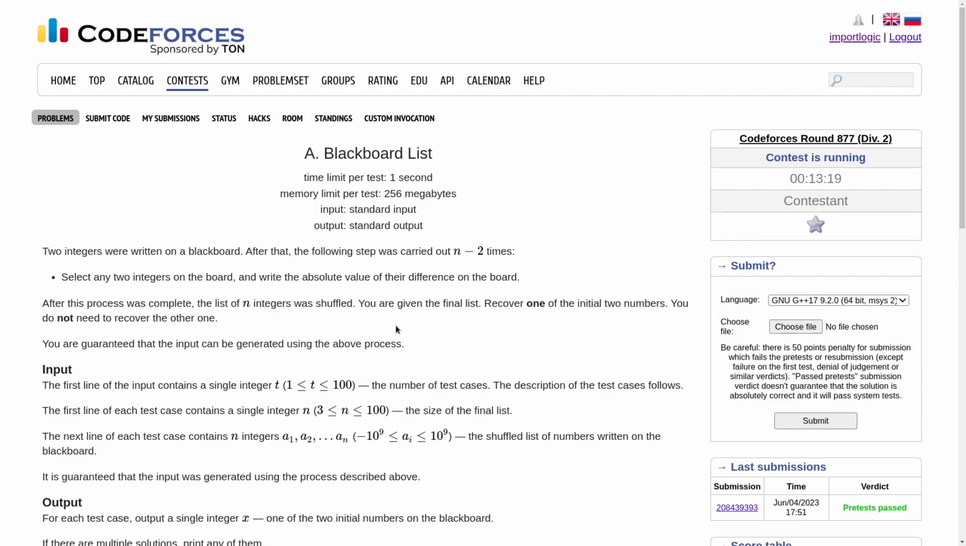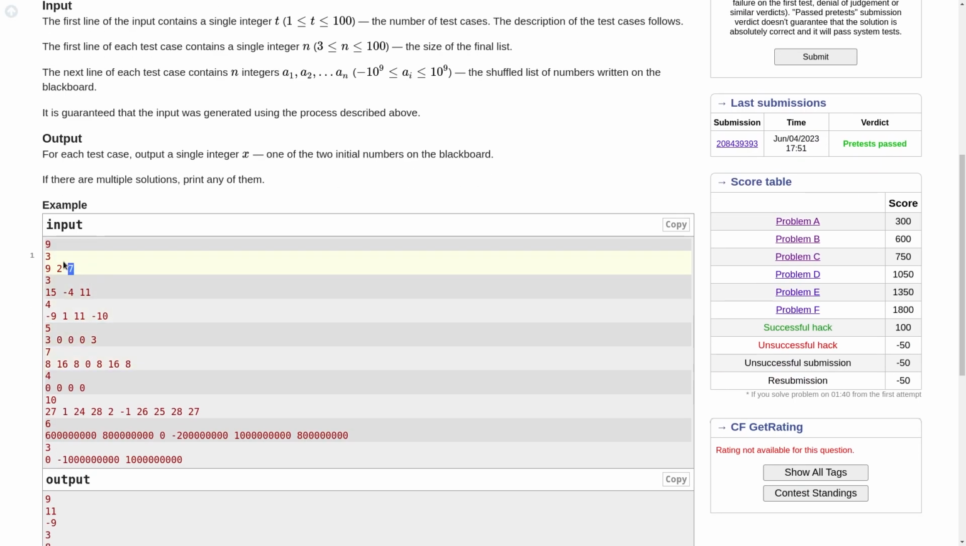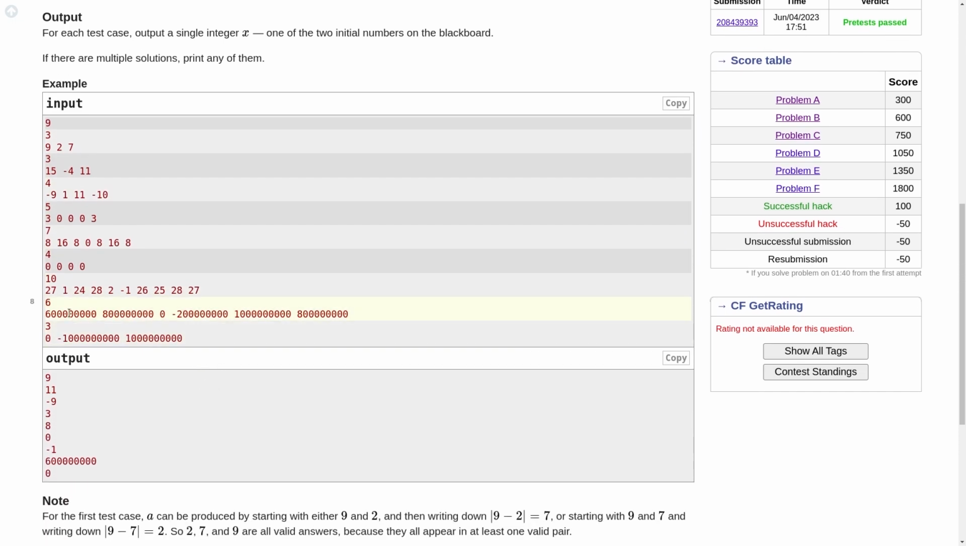Now the operation seems very simple. Since at each operation one new integer is added to the board, and initially there were two integers, after n-2 operations n-2 more integers will be there. So a total of n integers will finally be present on the board, right? They have given you those n integers, and you have to tell what is one of those initial integers. This is what your problem essentially says.